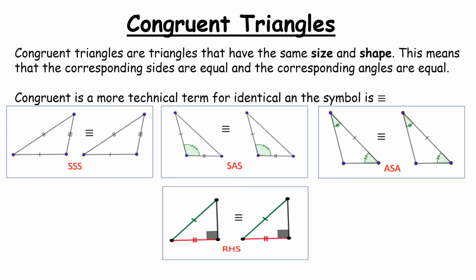So if you're ever asked, are these triangles congruent? We want to be able to justify our answer using one of these. It's important to note here that angle, angle, angle, so three angles being the same, does not necessarily mean they're congruent. They could be, but you need more information than that. We'll talk about those types of triangles in a further slide.